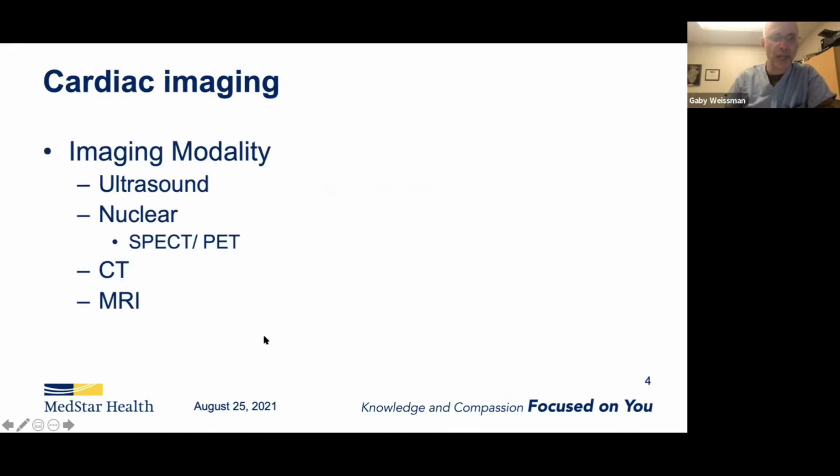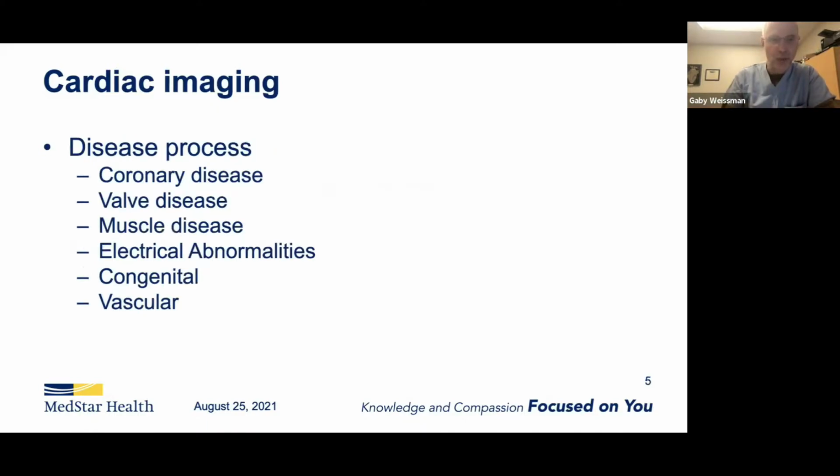So, cardiac imaging, I guess there are a few ways to look at it. One way is modality-based: we can talk about ultrasound, nuclear, CT, MRI, etc. The other way is by disease process, and imaging really touches all cardiac diseases, as it touches most diseases, period. That can be coronary disease or valve disease, muscle diseases, cardiomyopathies, electrical abnormalities, congenital heart disease, vascular problems. And all of this is really much more than just one talk.